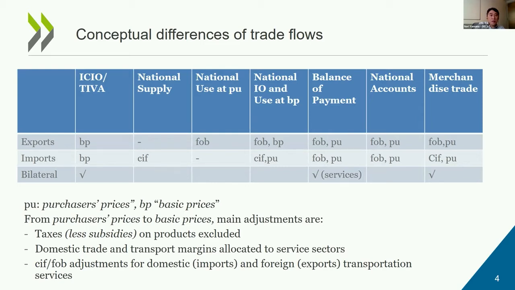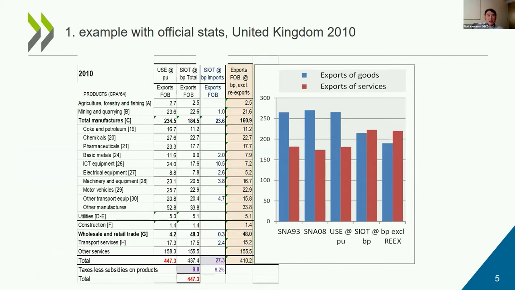That's a future issue. So, using the UK example to show the purchaser's price and basic price, we can also understand how the National Statistical Office presents re-exports or re-imports in the database. Fortunately, we can have the three concepts of trade flows from the SUT sources in the UK, so we can have a clear idea of how they present them in the data source.